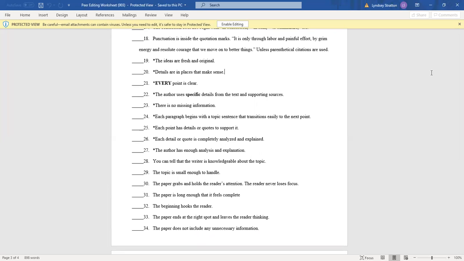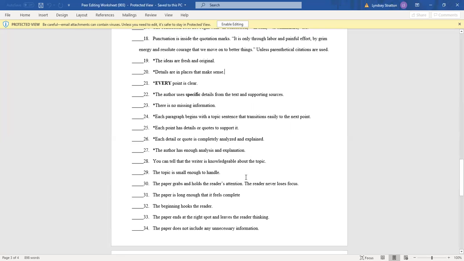Each paragraph begins with a topic sentence that transitions easily into your next point. Your point has details or quotes to support it. Each detail or quote is completely analyzed and explained. Okay, you have enough of an analysis and explanation that there are no questions. And this also makes you a knowledgeable writer about the topic.